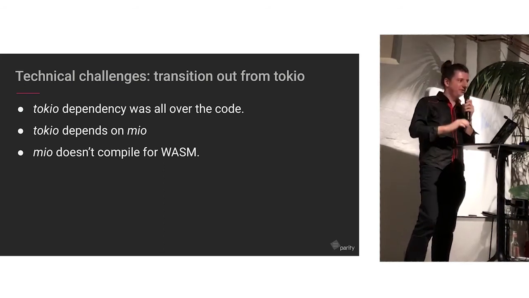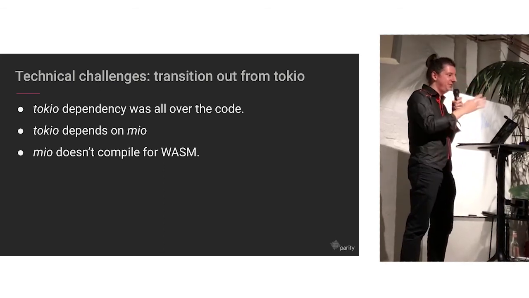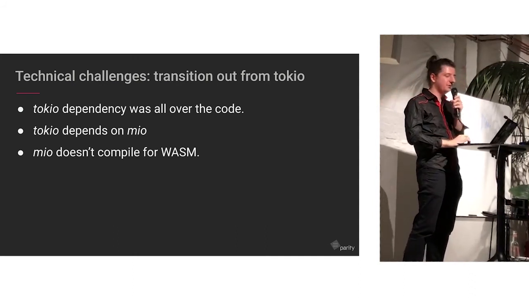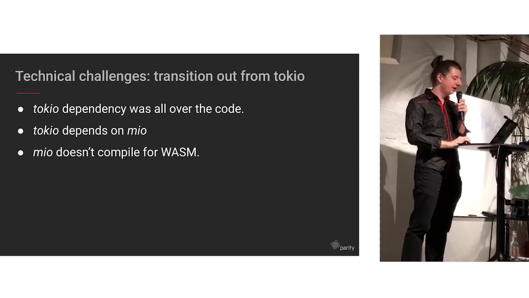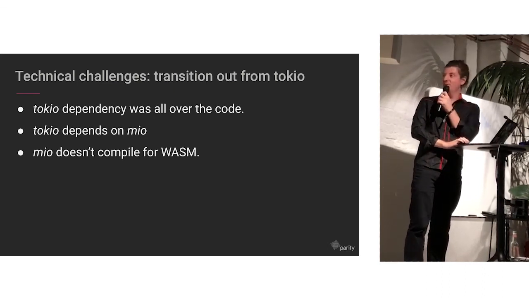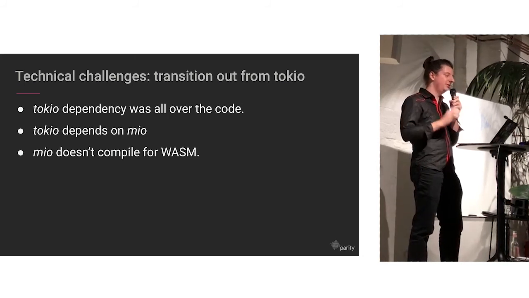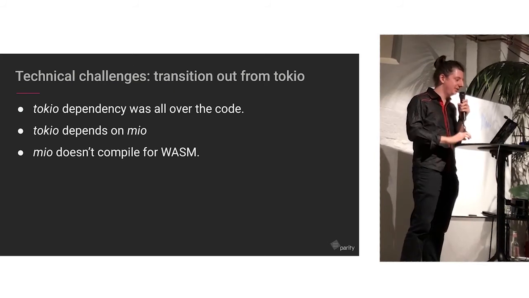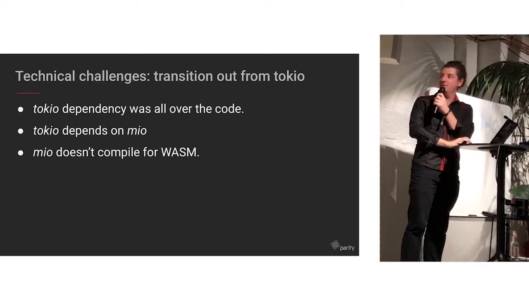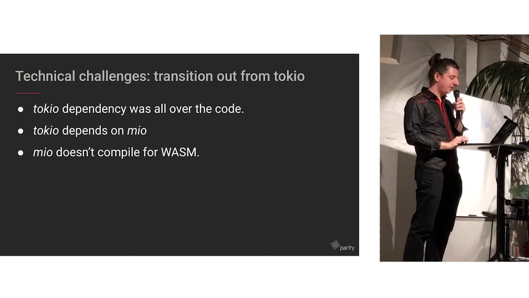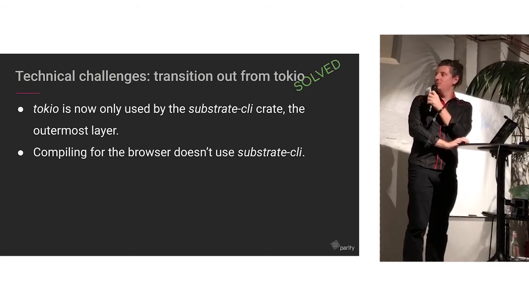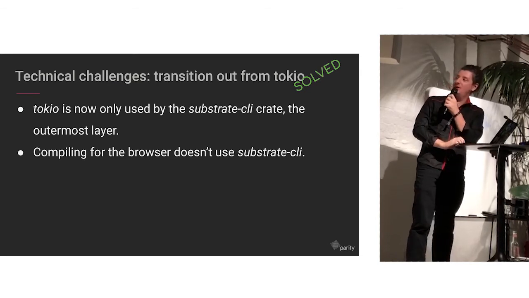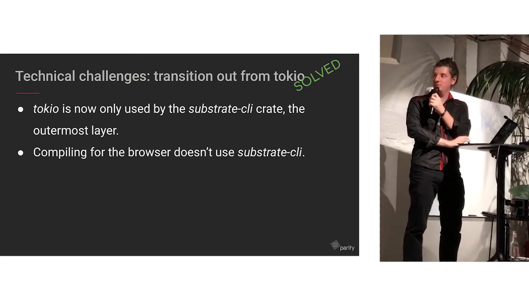The reason why I go through all this list is, obviously, if you want to compile your own thing into the browser, you will probably have to go through all these steps if your code is sufficiently large. We had to transition out of Tokyo. This dependency was over code, and Tokyo depends on Mio. Mio does not compile for WASM, obviously, because it just assumes the epoll API on Linux, for example. We totally removed Tokyo from the entire code base except for the Substrate CLI crate, which is not used when you compile for a browser.